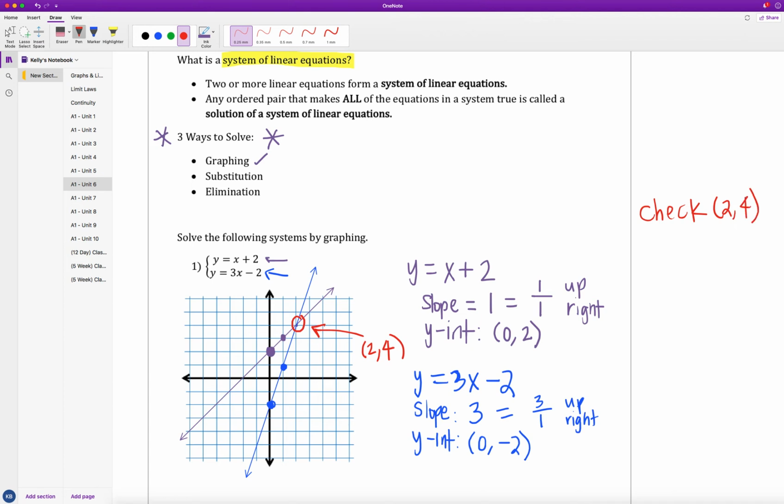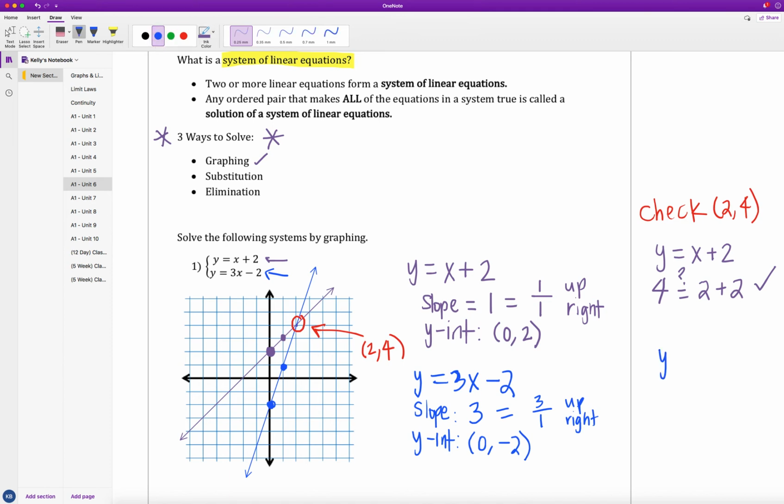And remember, for it to be a solution, it has to be true in both equations. So not only will I check 2, 4 in the first equation, I'll also have to check it in the second equation. And to check it, we're going to sub in the values. So I will sub in 4 for y and 2 for x, and I get y equals 2 plus 2, and I'm asking myself, is that a true statement? And yes, it is. So that means that 2, 4 does work for the first equation.